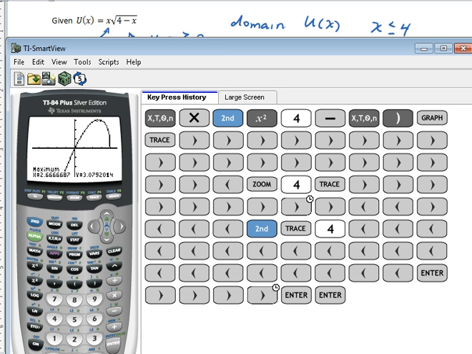And so remember, we won't be able to say that it's decreasing between 2.67 and infinity because it's only defined up to 4. And so the interval in which the function is decreasing will end at x equals 4.